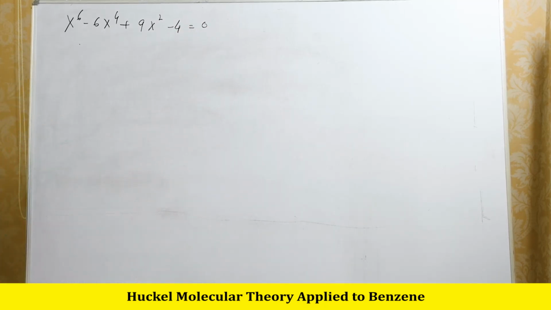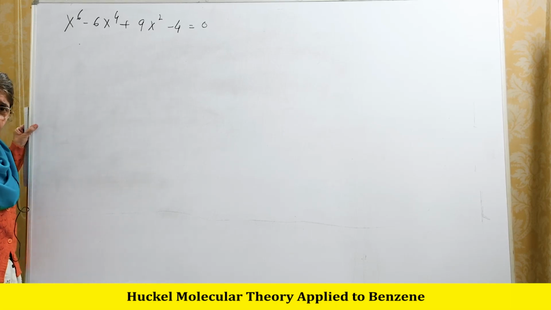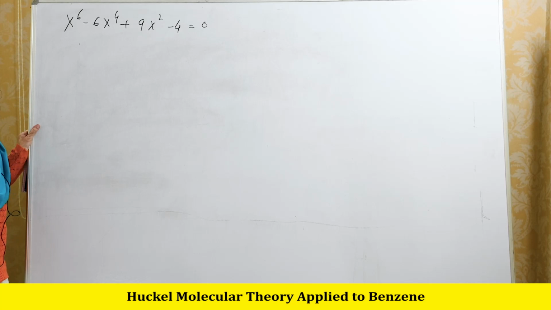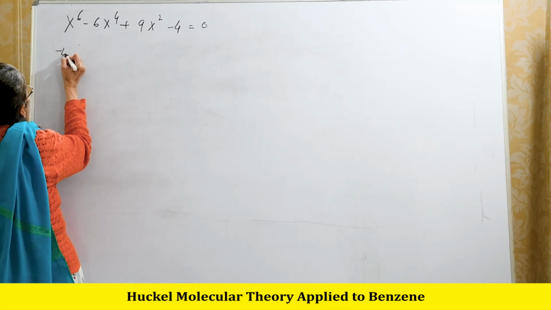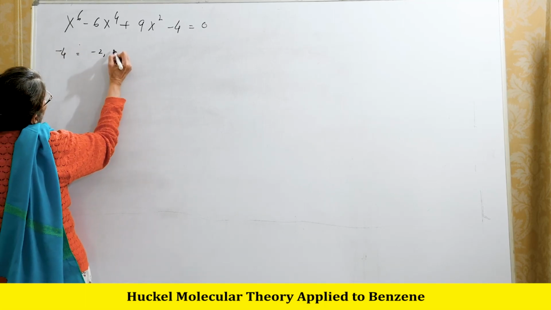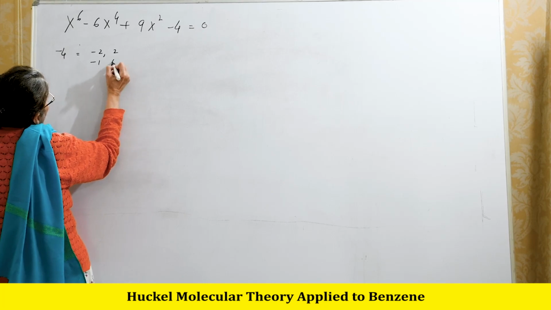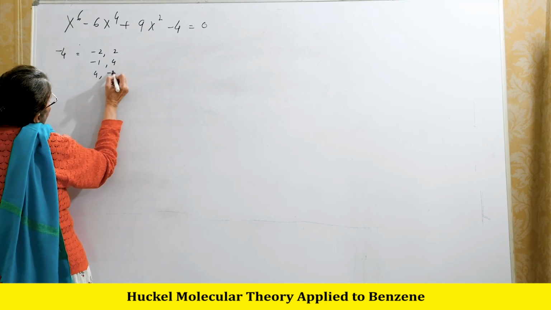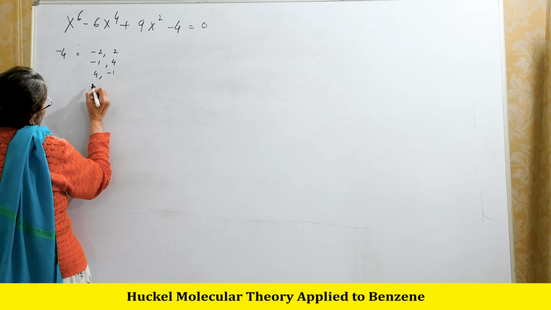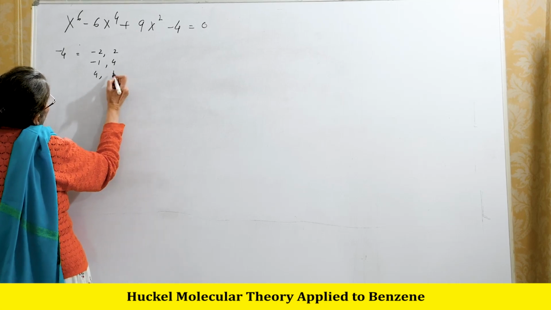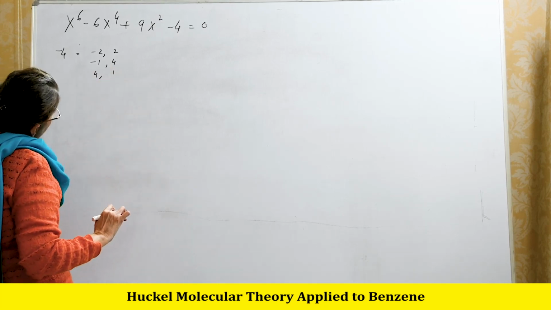Now I will solve only one factor for one root, and all the roots I have uploaded in my video, that solution for polynomial equation and energy level. In this video I have uploaded, but here I will take only one. So the factors of minus 4 are minus 2, 2 or minus 1, 4 or 4 minus 1, or 4 and 2, 2 minus 1, 4 and 4 and 1.